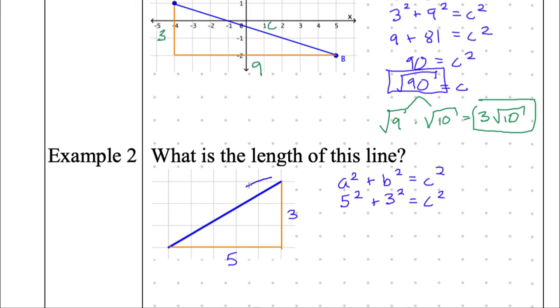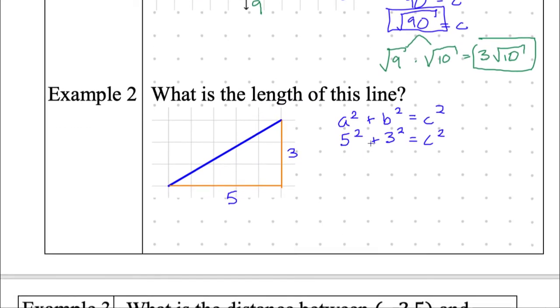That's only if you know the length and you're trying to find one of the legs, but you never know the length because it's always asking you the length. So you're always plugging into the left hand side. This is 25 plus 9 is equal to c squared. Adding the left hand side of the equation, we get 34 is equal to c squared, and therefore if I square root both sides, c is equal to the square root of 34, and that is my final answer.